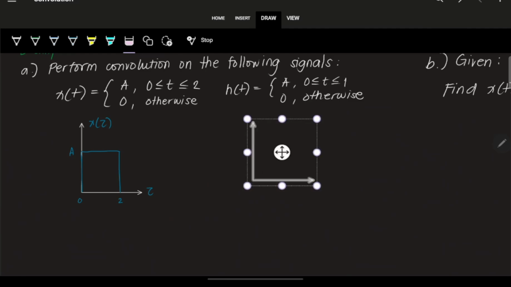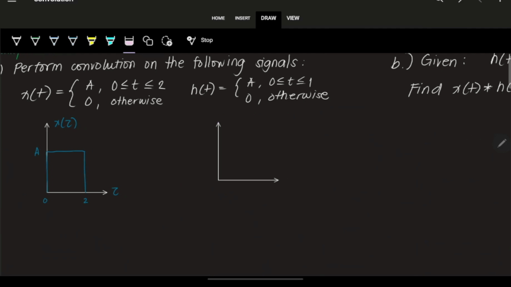Okay, so hindi naman kailangan perfect yung drawing natin, ano, pero dapat syempre maintindihan. Let's use another color. Okay, let's say this is our A between 0 and 1.